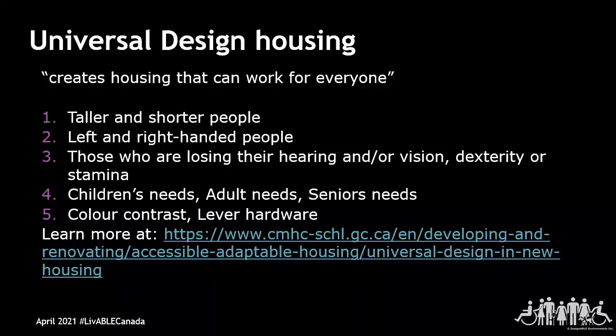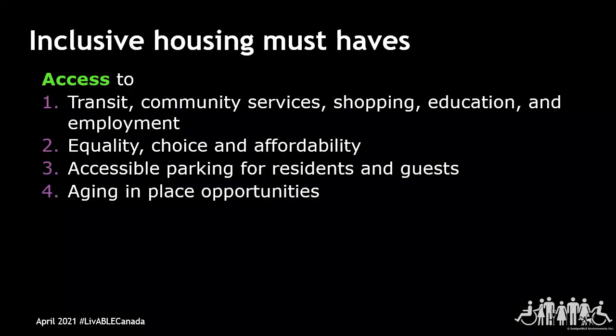So inclusive housing must-haves isn't just about the housing. It's about the house and where it's located. If you were going to be very independent, preserving your dignity and your respect, you would want to have access to transit, community services, shopping, education, and employment from your house. It's about quality, choice, and affordability.